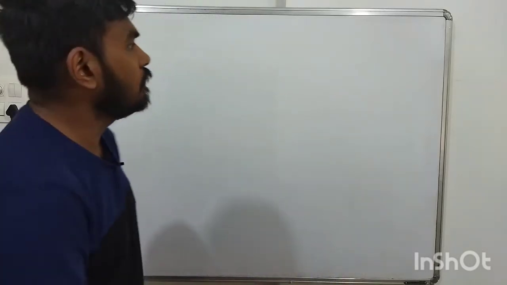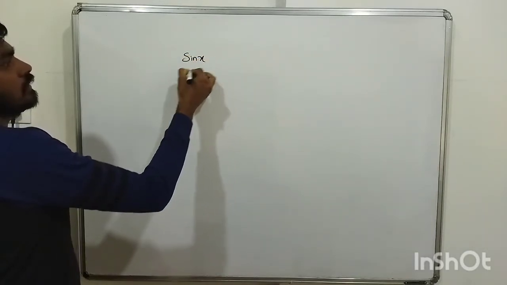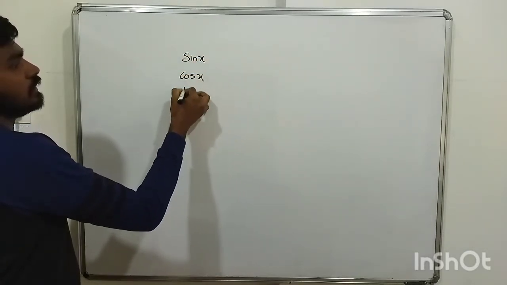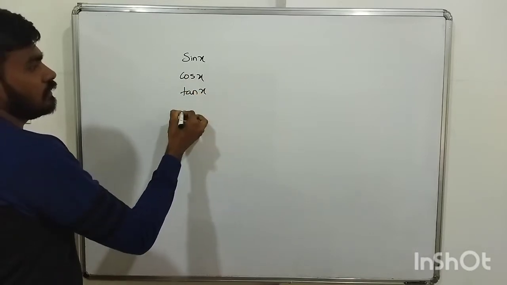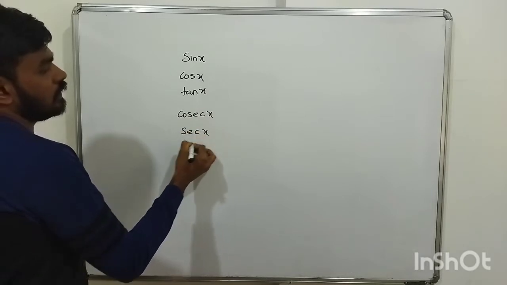So today we'll learn about the graphs of trigonometric functions. There are different trigonometric functions as we all know. That is sin x, cos x, tan x, cosec x, sec x and cot x.